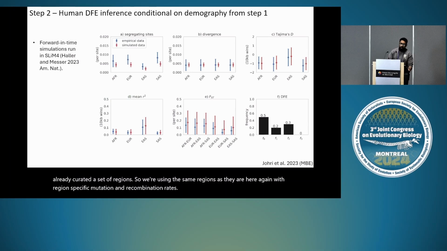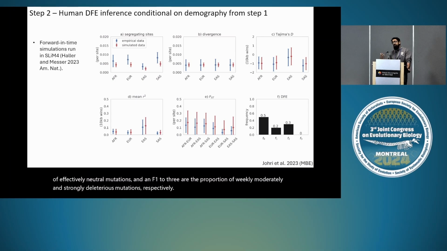So this time, because we're simulating selection, we're simulating forward in time in SLiM. And we simulated under the distribution of fitness effects from that Jerry et al. paper, which we can see in the bottom right corner here. So on the x-axis we have F0, which is the proportion of effectively neutral mutations, and then Fs1 to 3 are the proportion of weakly, moderately, and strongly deleterious mutations, respectively.